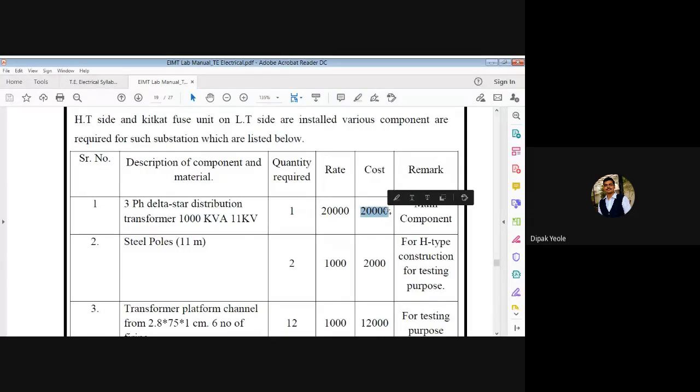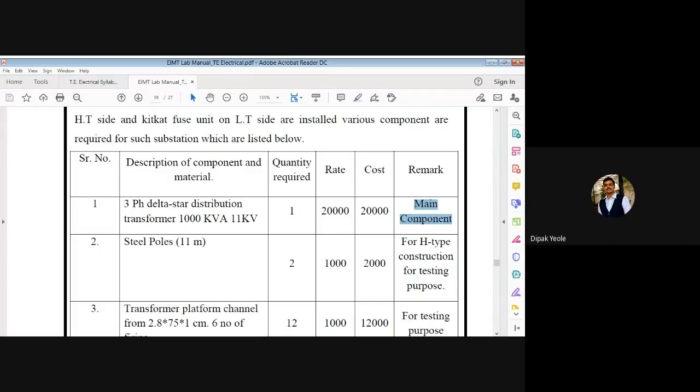So let's say for designing or estimation of an 11 kilovolt feeder, we need a three-phase delta to star distribution transformer of 1000 kVA rating, with a voltage of 11 kilovolt. How many do we require? We require one. The rate is fixed in the market: it is 20,000. So 20,000 into 1 is 20,000. And I have to put the remark. What is the main component? Distribution transformer is the main component for the substation. If you do not have a distribution transformer, then your substation is of no use, basically.